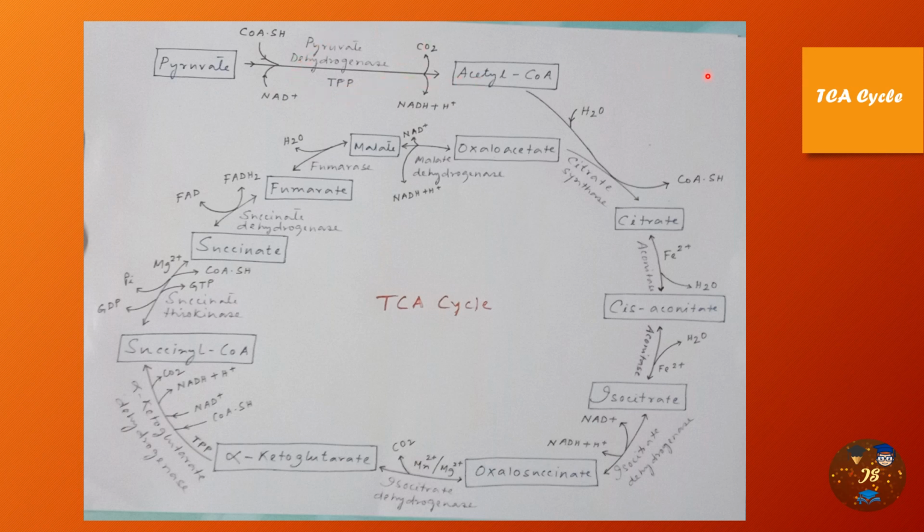Here 3 bonds are released and the other 12 bonds are from the TCA cycle steps, meaning these whole steps. So 3 plus 12 is equal to 15. So this is the whole story of the TCA cycle.